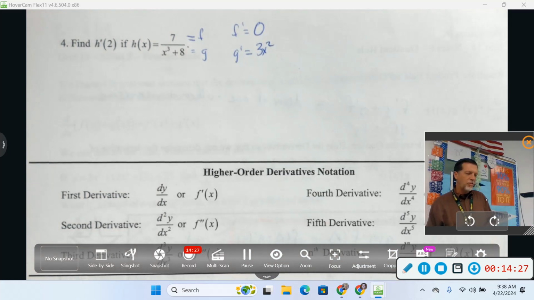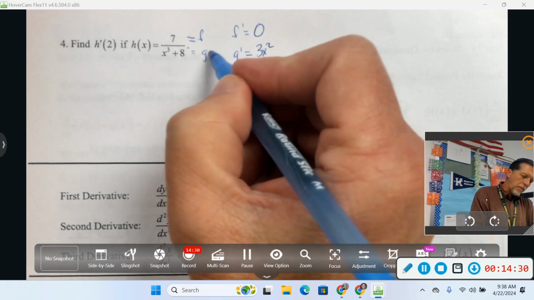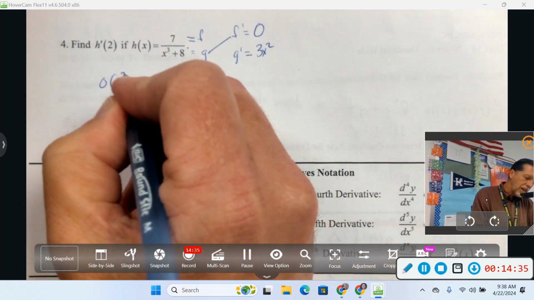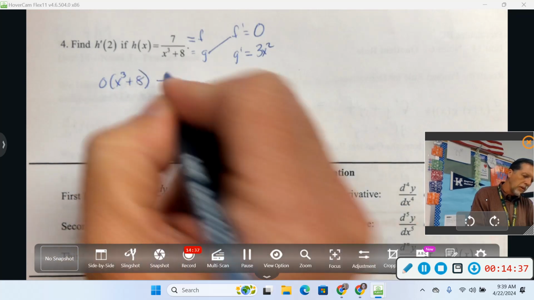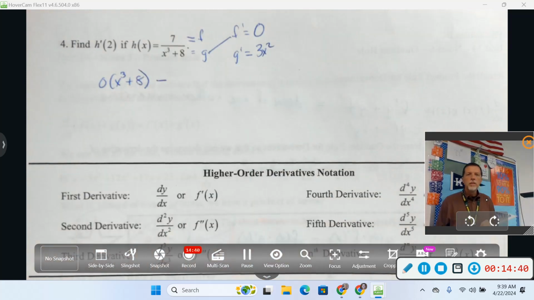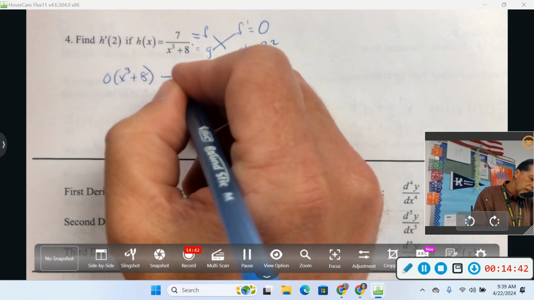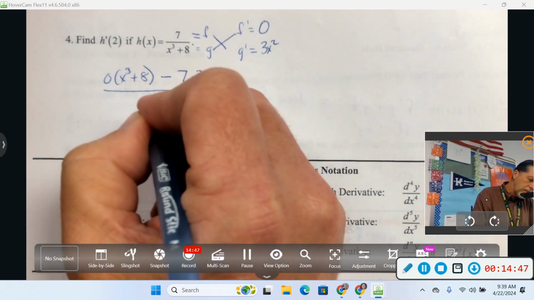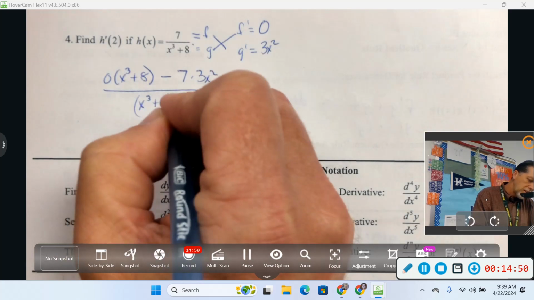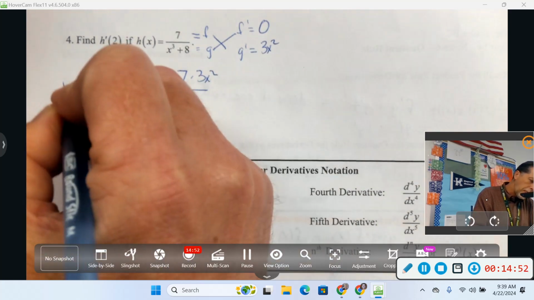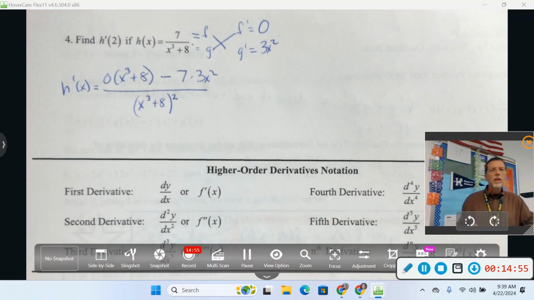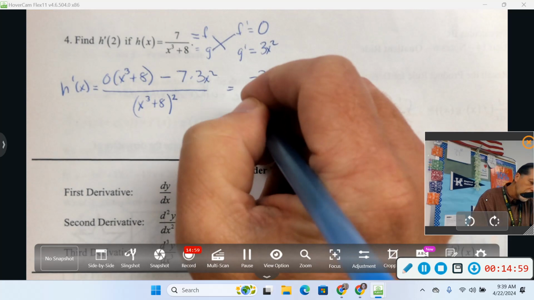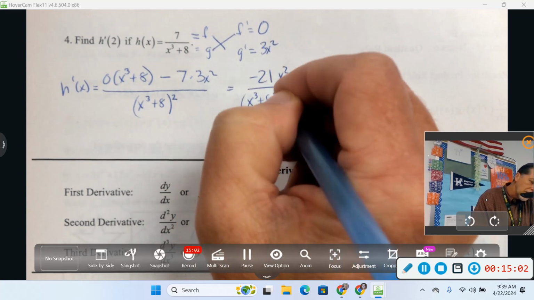GF prime minus FG prime. GF prime. Oh, well that's kind of nice. I guess I'll show my work here, but 0 times whatever is going to be 0. Minus the other way around. 7 times 3x squared over x cubed plus 8 squared. So negative 21 x squared over x cubed plus 8 squared.